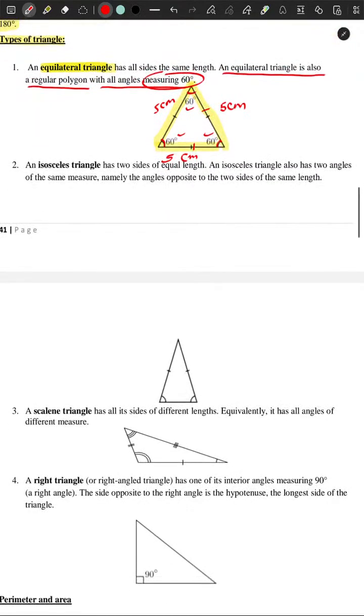Then we move to the isosceles triangle. An isosceles triangle has two sides of equal length. An isosceles triangle also has two angles of the same measure, namely the angles opposite to those equal sides. Same angle.